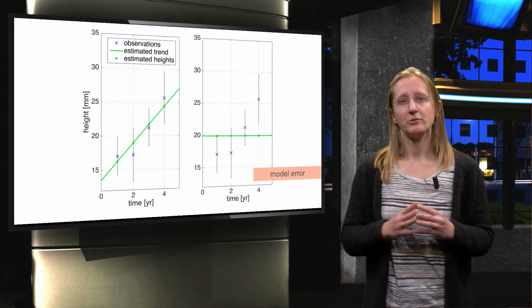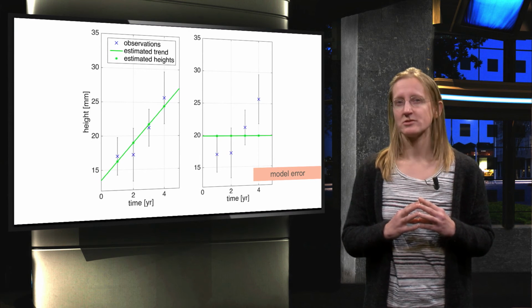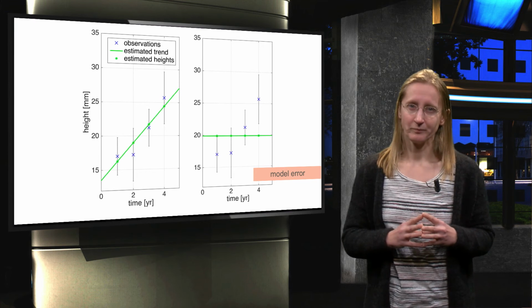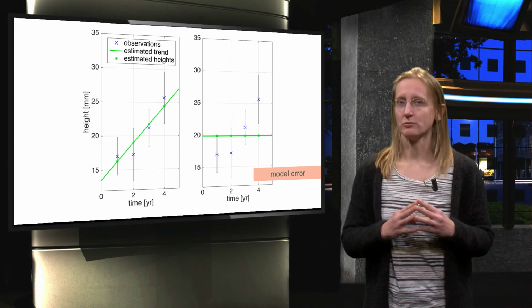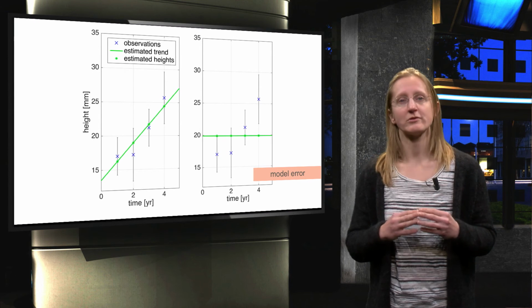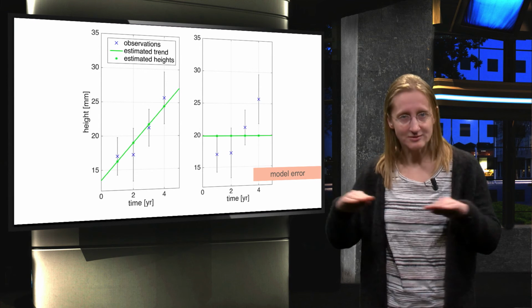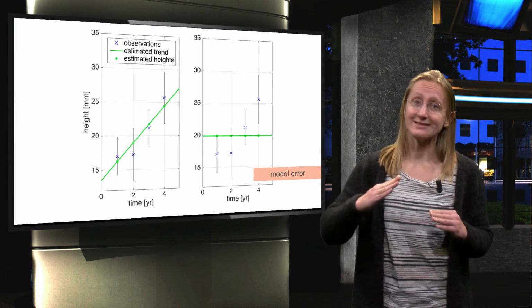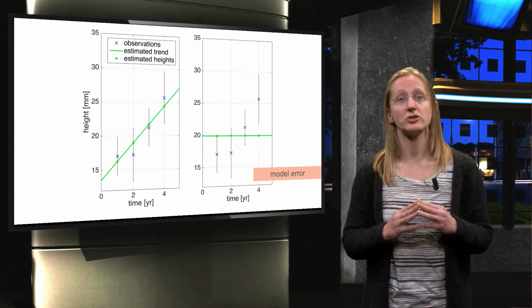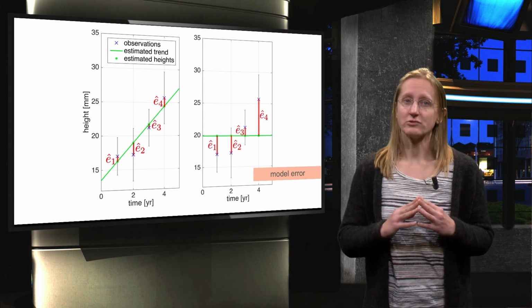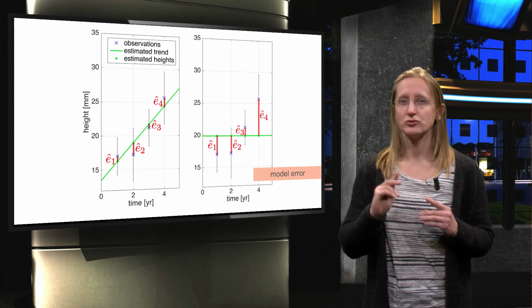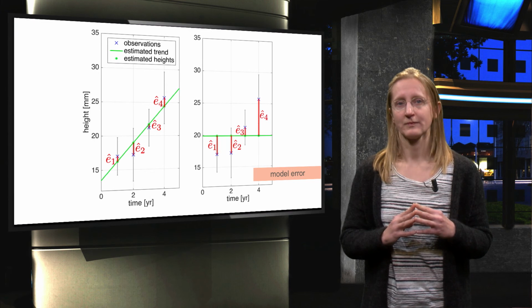The final example is not about measurement errors, but a model error. What if we made the wrong assumption with regard to the functional model? In the figure on the right, we assumed a constant height, but actually the height is increasing linearly in time, as shown in the figure on the left. Again, the residuals are largely affected due to the wrong model choice.